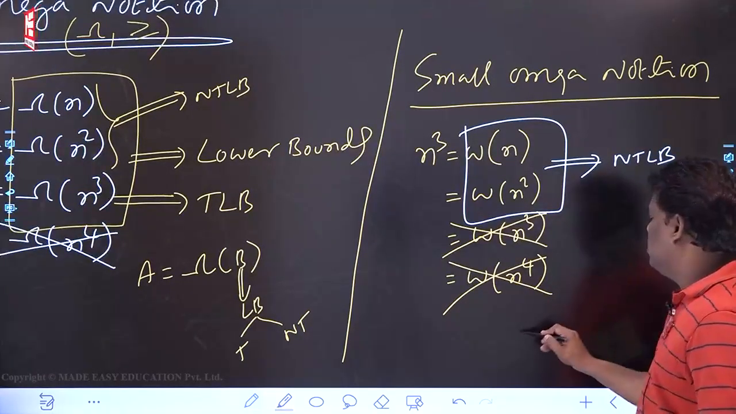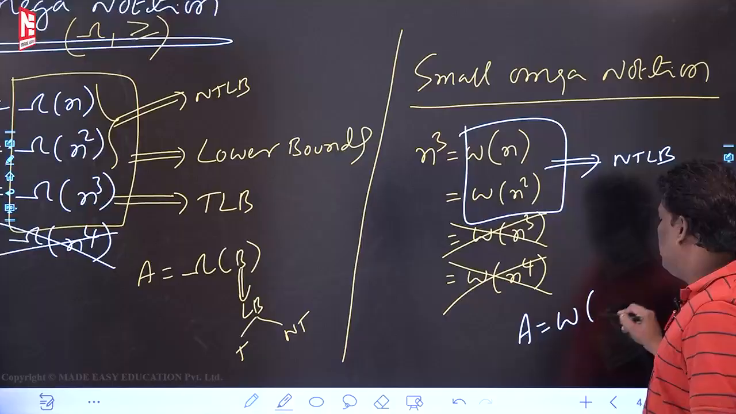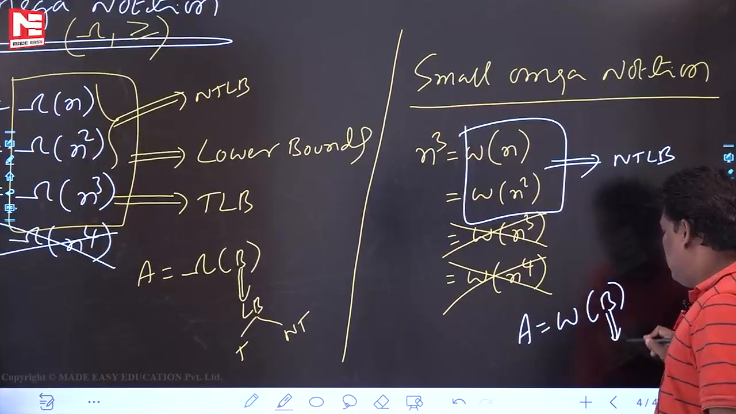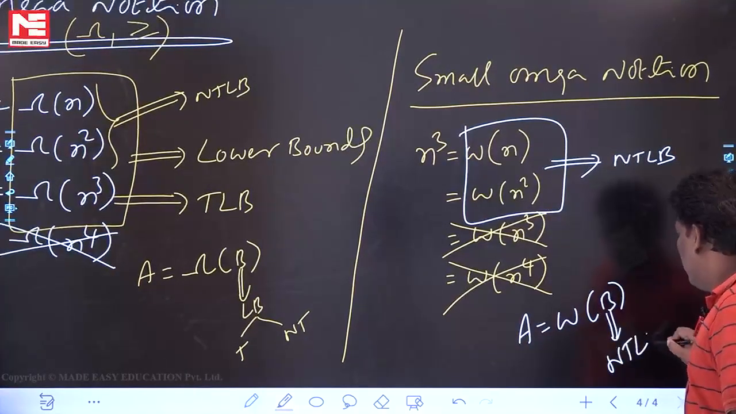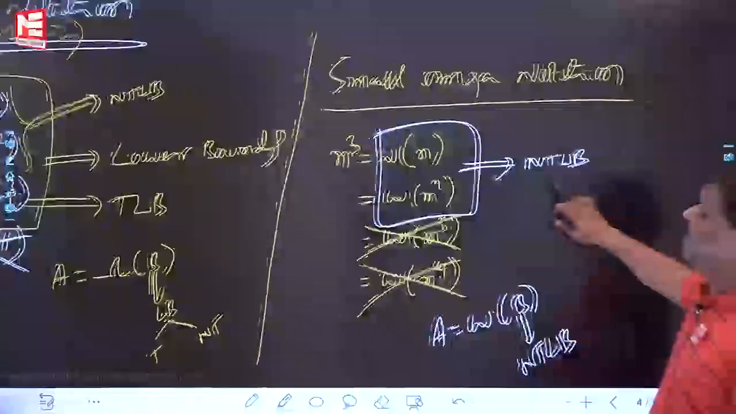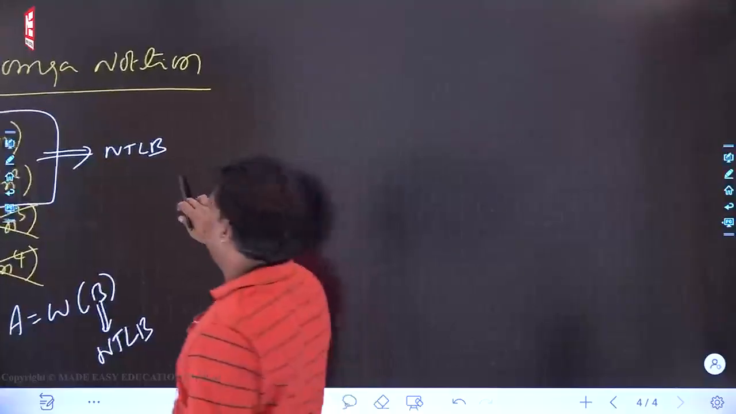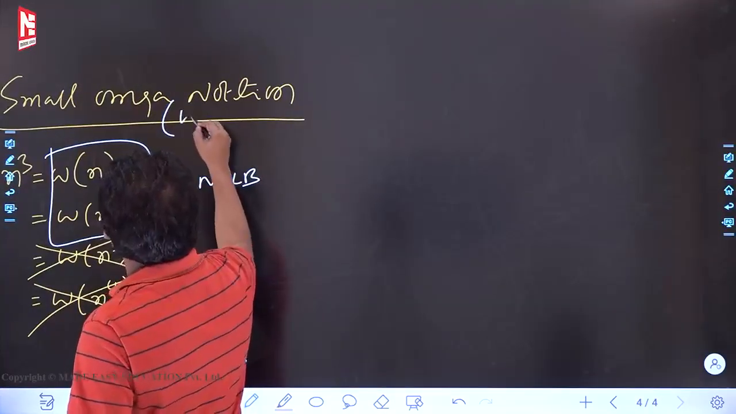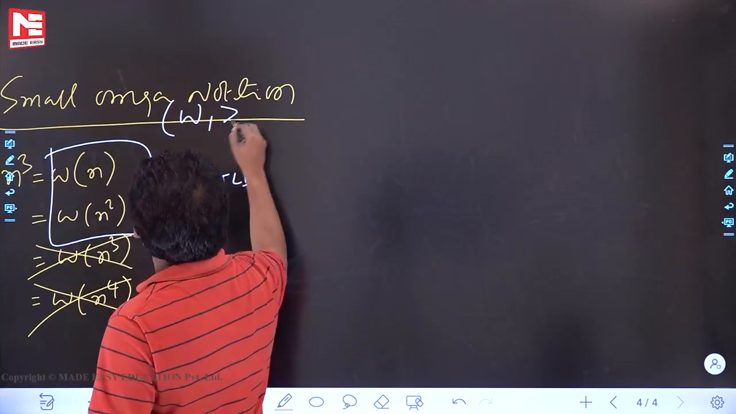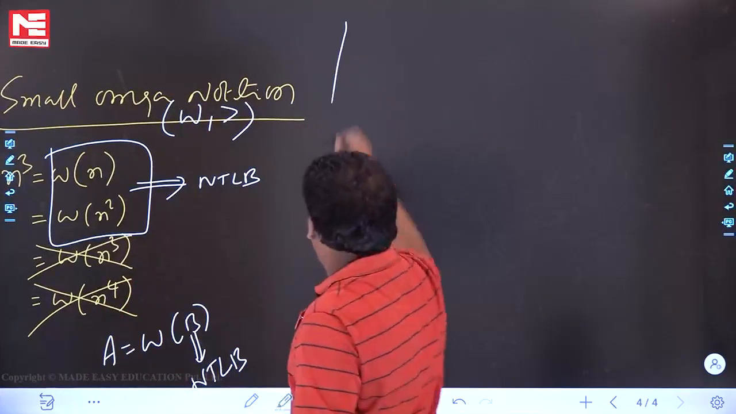So, let me write this line also. A is small omega B. What is this B? Not the tightest lower bound. Fine, this is also fine. Can you say what the symbol is here? Like this. What is the operator? Only greater than. Fine, that's okay.